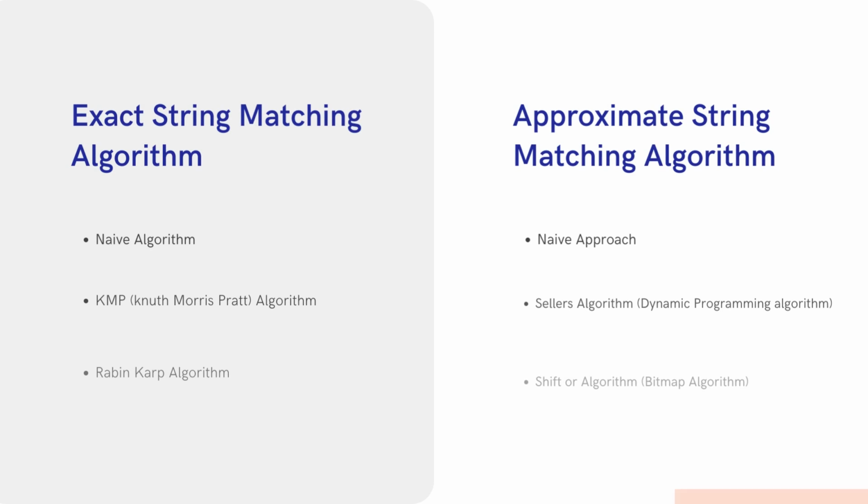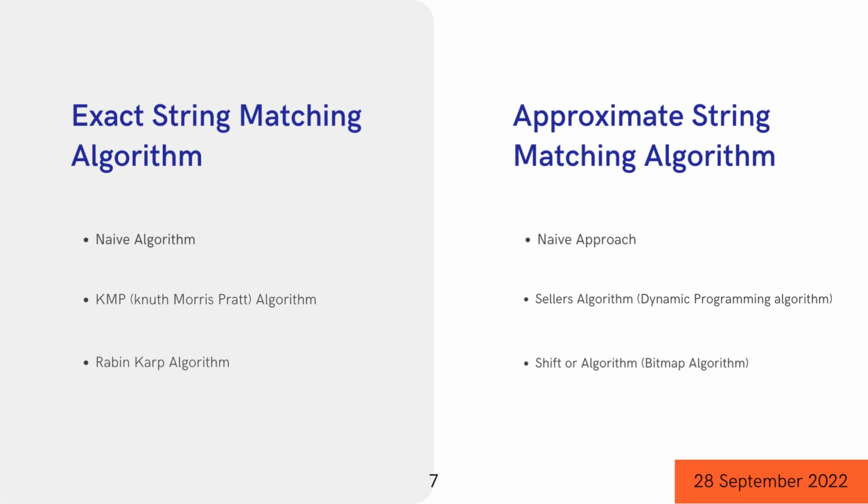The algorithm classification is like this: there are two types of string matching algorithms. The first type is exact string matching algorithms. These are the naive algorithm, the KMP algorithm, and the Rabin Karp algorithm. And then the approximate string matching algorithms, which also have the naive approach, then the Sellers algorithm, which is based on dynamic programming, and the Shift-Or algorithm, which is based on bitmap.